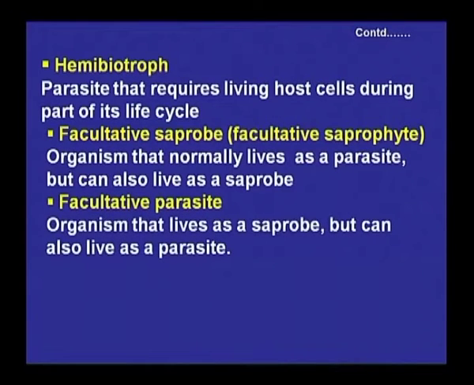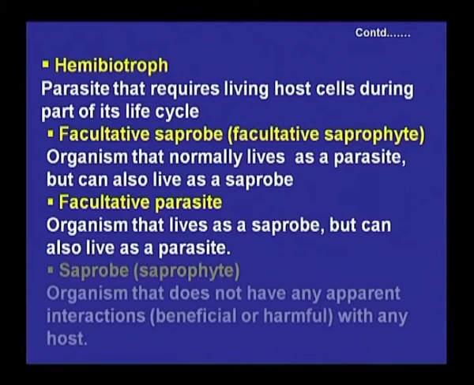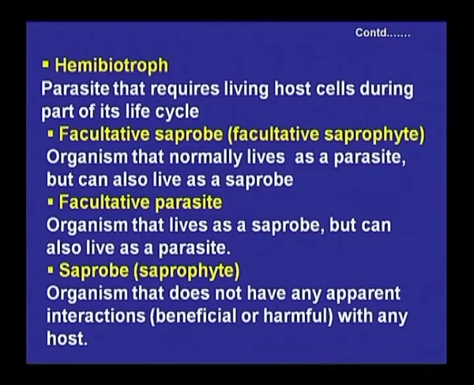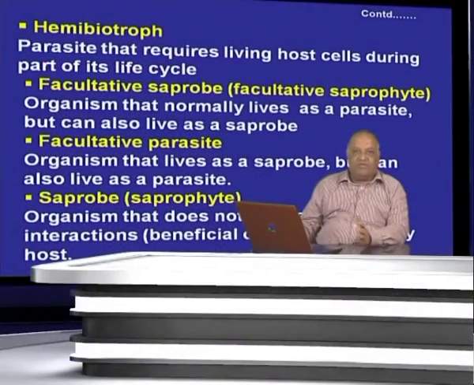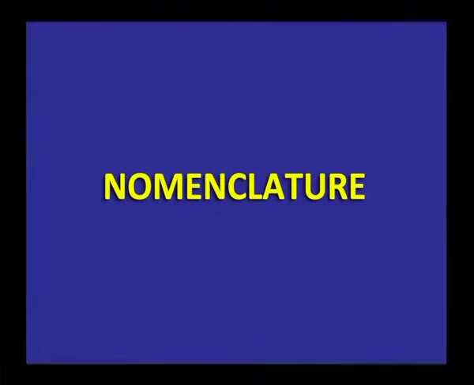Facultative saprophytes are those organisms that live as a saprophyte, but can also live as a parasite. And saprophytes are those organisms that do not have any apparent interaction, beneficial or harmful, with any host. They only live on organic materials.